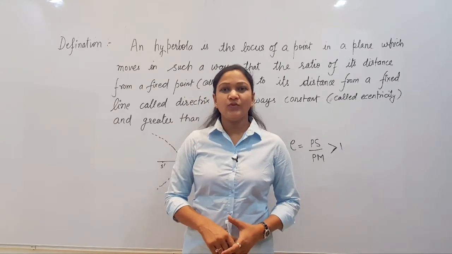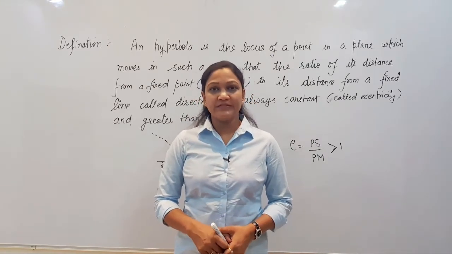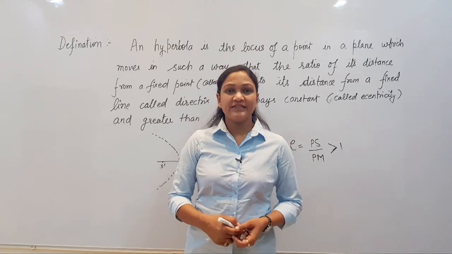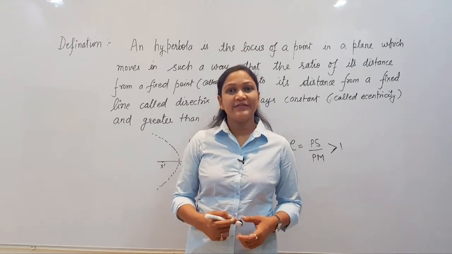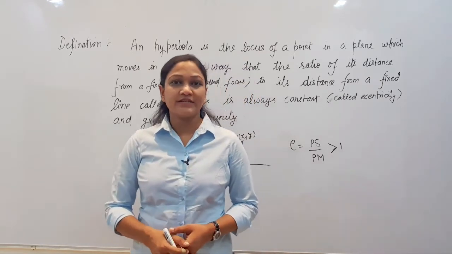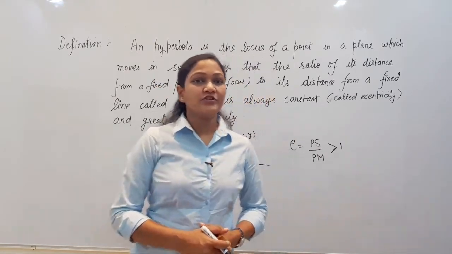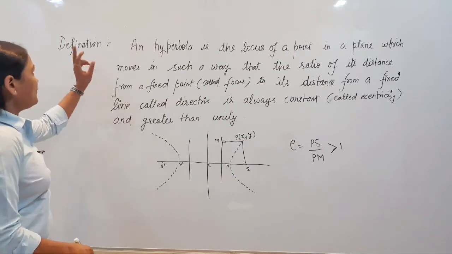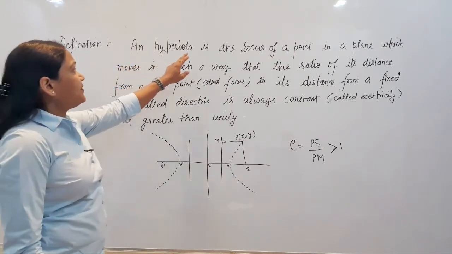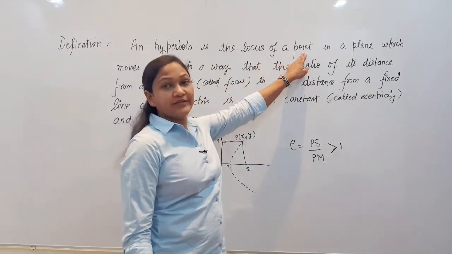In my last video we have done ellipse, but in today's class we are going to start with another kind of conic section, that is called hyperbola. Let's take the definition first. The definition of a hyperbola is, a hyperbola is the locus of a point.